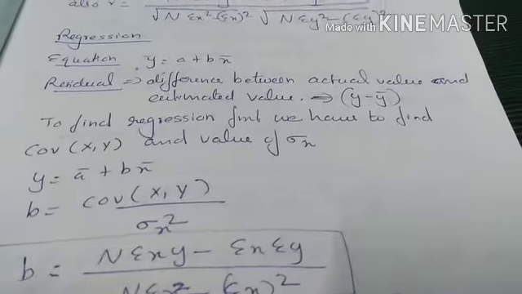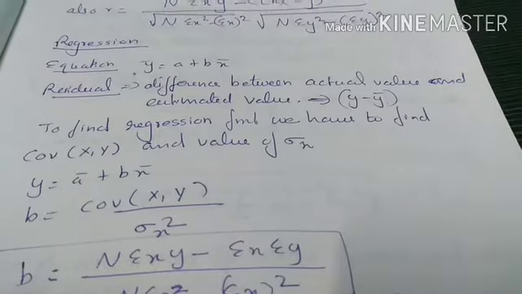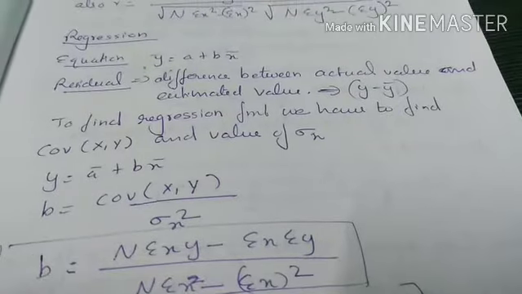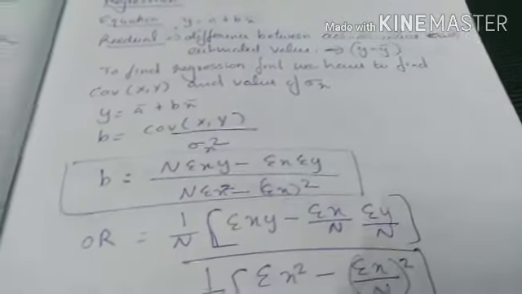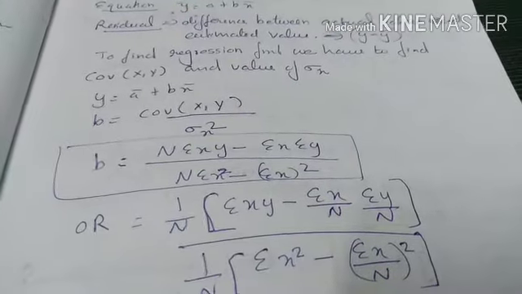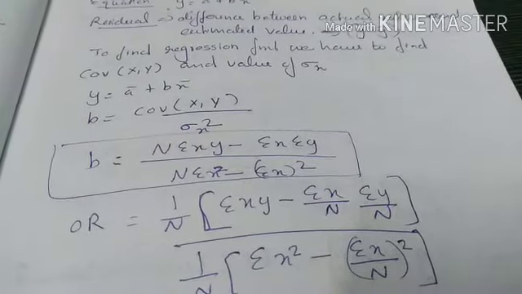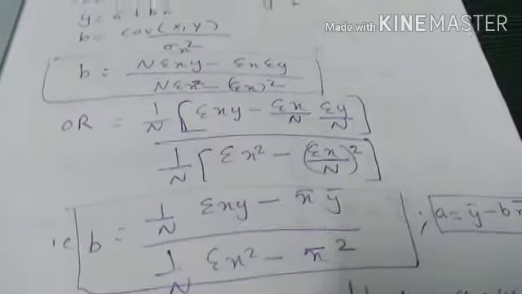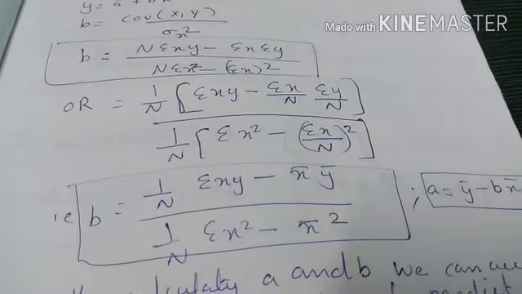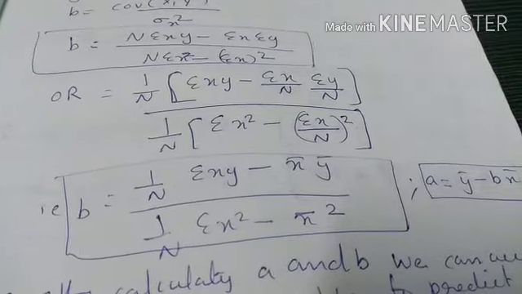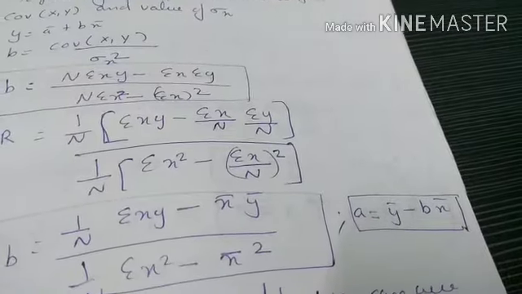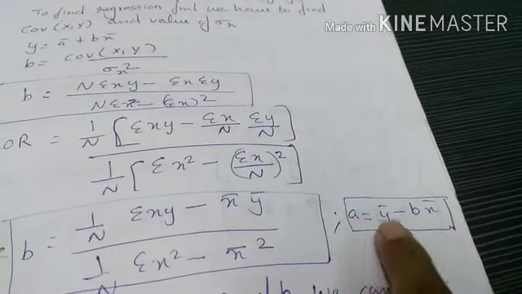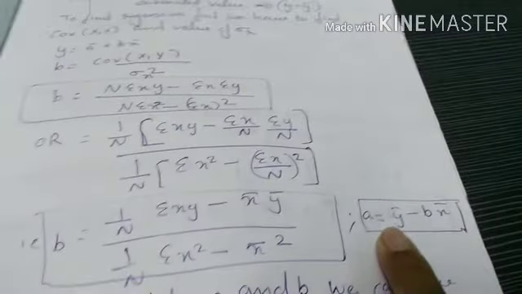To find regression, first we have to find covariance of xy and the value of sigma x. y bar equal to a plus b x bar. Then b equal to covariance of xy by sigma x square, that is b equal to n sigma xy minus sigma x sigma y by n sigma x square minus (sigma x) the whole square, or it can be written as b equal to 1 by n sigma xy minus x bar y bar by 1 by n sigma x square minus x bar square, where a equal to y bar minus b x bar. So if we get b, substitute here and we get a equal to y bar minus b x bar. We get the value of a.